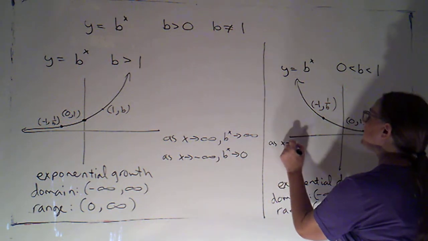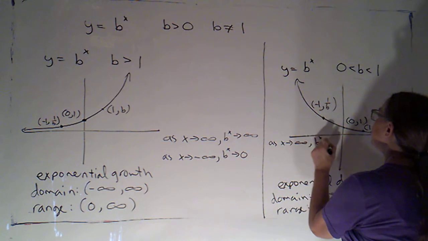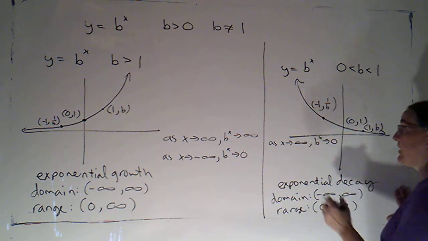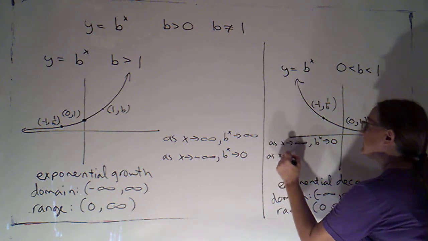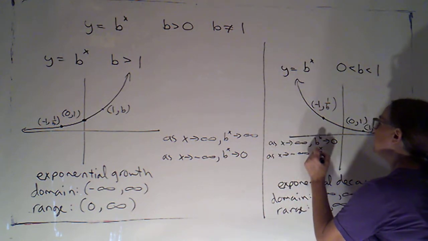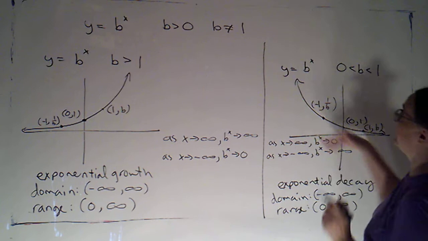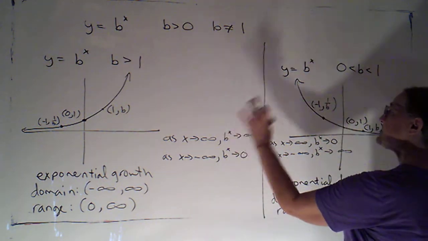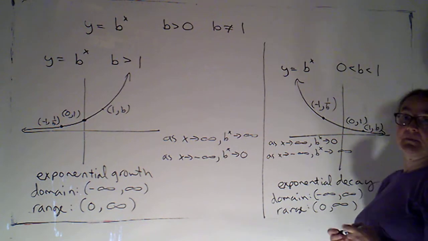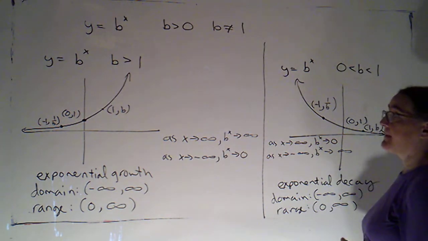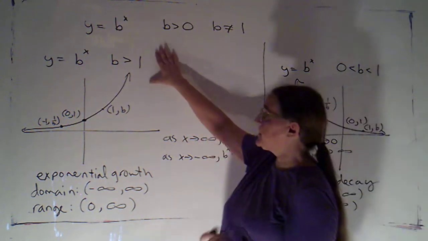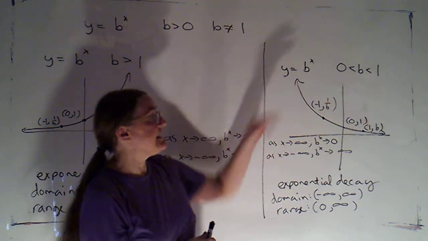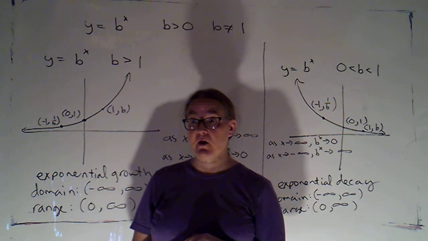As x goes to infinity, b to the x goes to 0 if the base is between 0 and 1. And as x goes to -infinity, b to the x goes off to infinity. As we go to the left, we go up. So these are the 2 types of shapes that we get. One situation, exponential growth, if the base is bigger than 1. Exponential decay if the base is between 0 and 1.